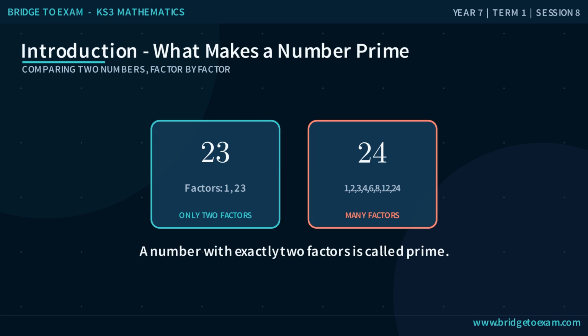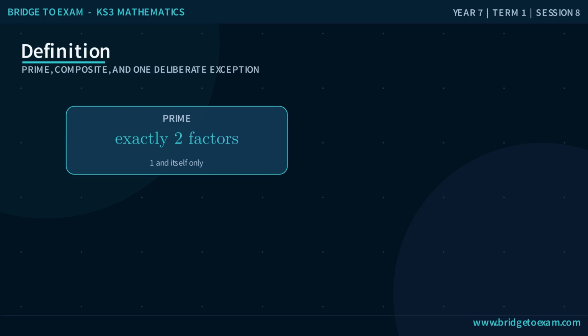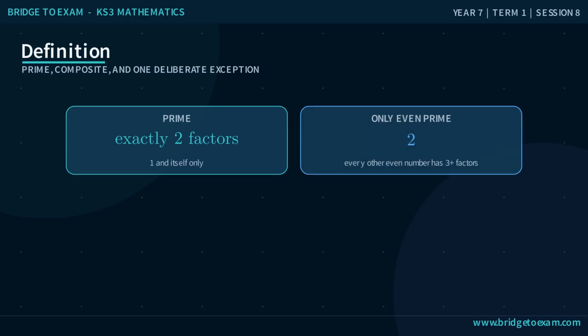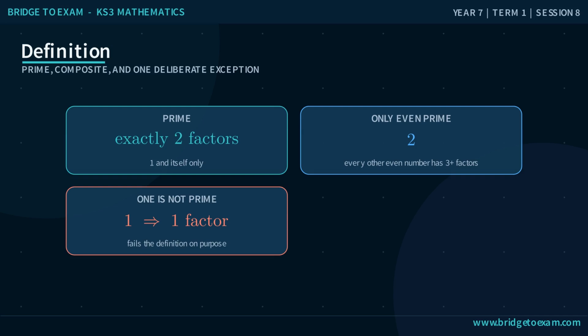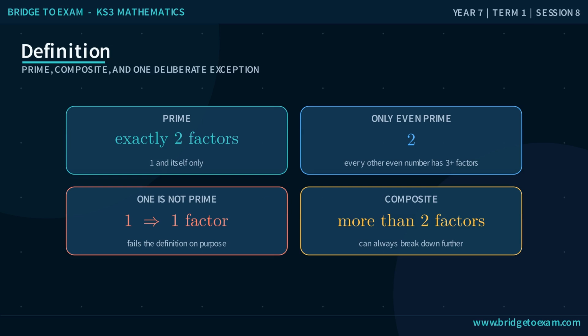of prime building blocks. A prime number is a whole number greater than 1 with exactly two factors, 1 and itself. 2 is the only even prime number because every other even number already has 1, 2, and itself as three factors, which rules it out. 1 is deliberately not prime. It has only one factor, itself, not two, so it fails the definition on purpose. A whole number greater than 1 that is not prime is called composite. It has more than two factors, so it can always be broken down further.